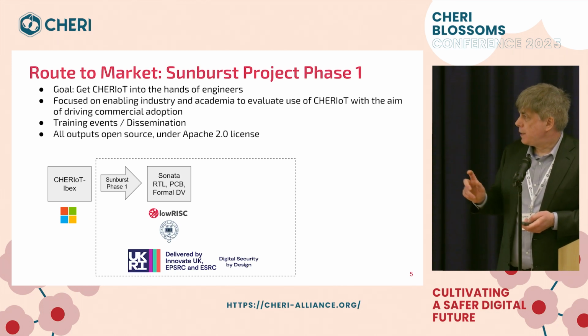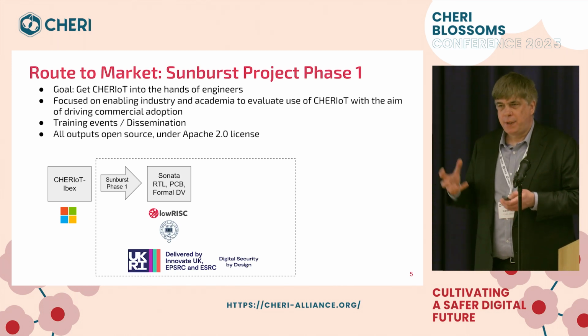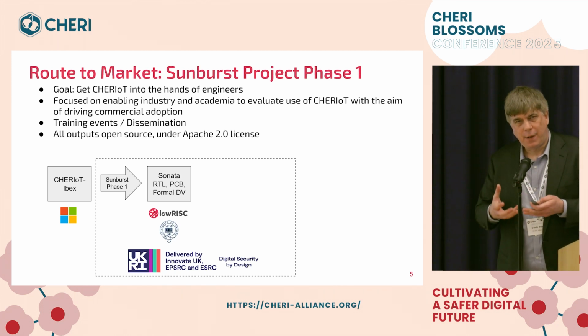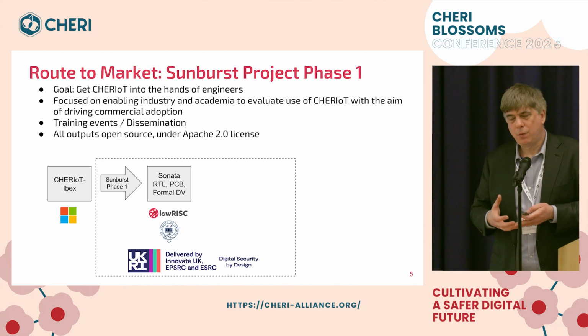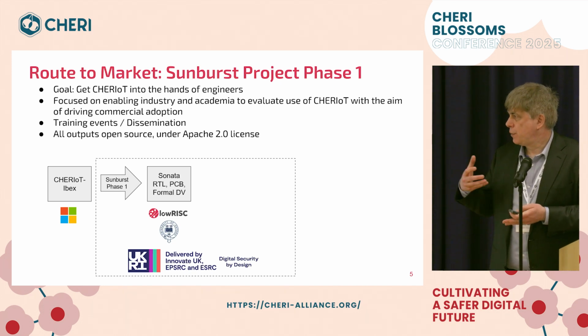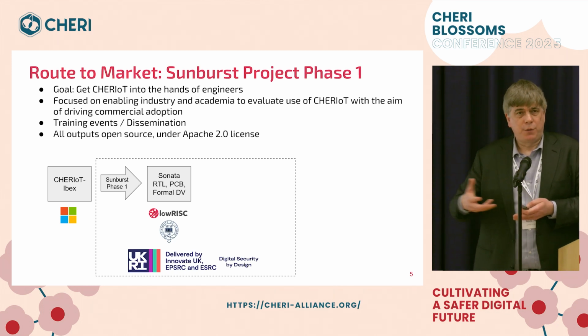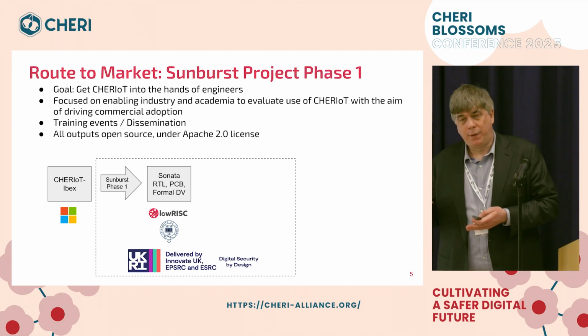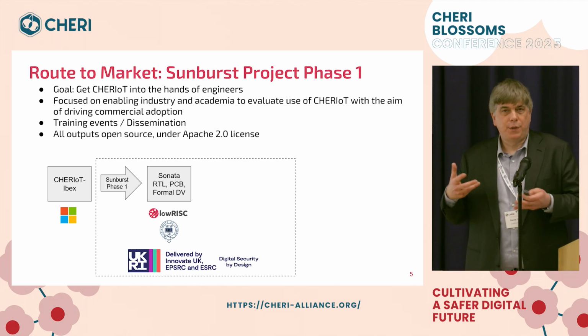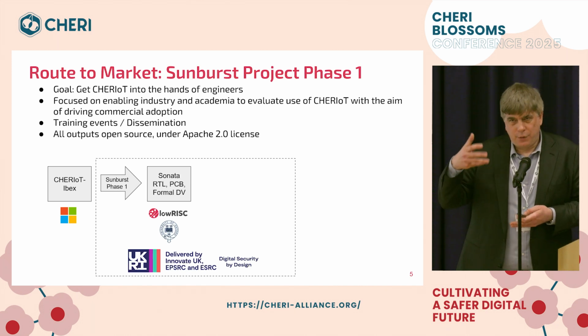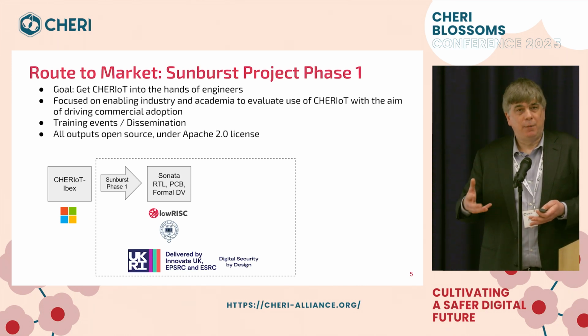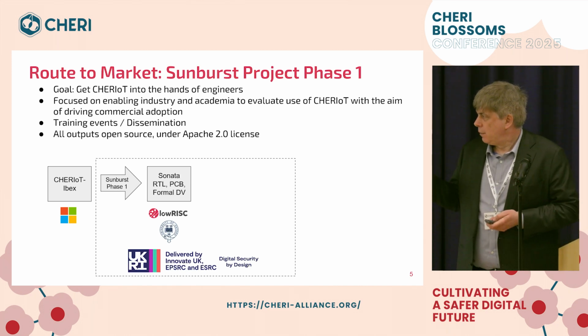So in the first phase, we aimed to improve the verification quality of the core, but also to get an FPGA target that was supported and usable by people so that they could actually play with it. You could change the RTL if you wanted to. You could change the firmware. You could do high-level software programming on it. It was available, right? So that was the Sonata program.